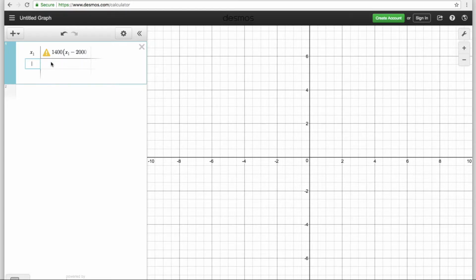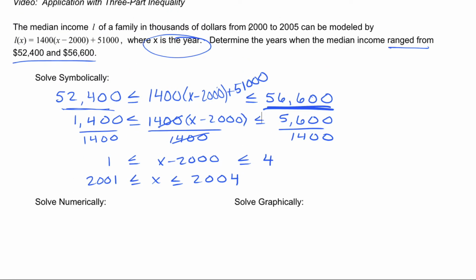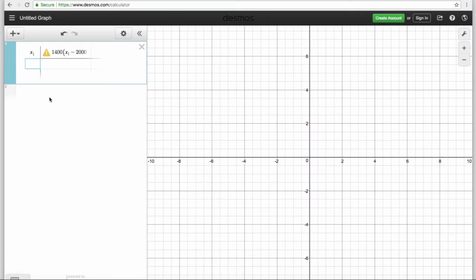Okay, so we want to start. It says in our original problem that this is good from 2000 to 2005. So our table shouldn't start at 0 or at 1. It should start at 2000. Okay, so in the year 2000, the median income was 51,000. If I hit enter, I get to the next line.